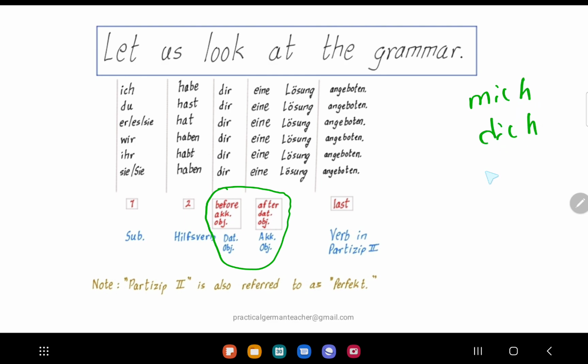If it happens to be one of these, right? So the personal pronoun in accusative, when it happens to be one of these, then it will be here and the dative will go there. But again, you don't need to know this right now. We will learn this in A2. All right, so you understood the grammar.